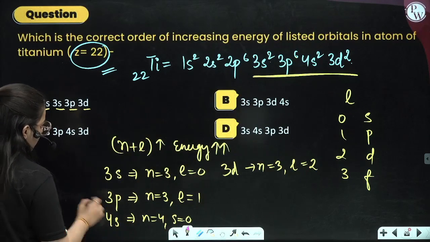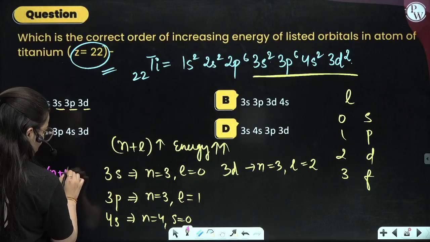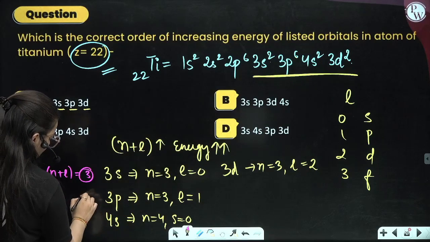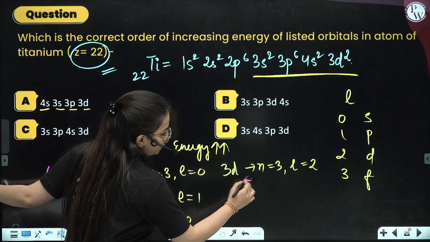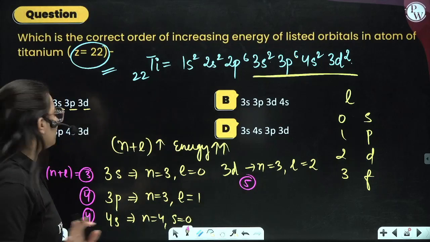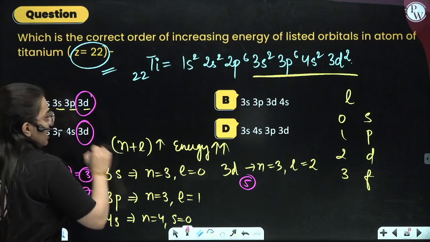N plus L value over here is 3 plus 0, which is 3. Over here, it is 4. Over here, it is again 4. Over here, it is 5. So, the higher energy will be of 3D. 3D comes at last.